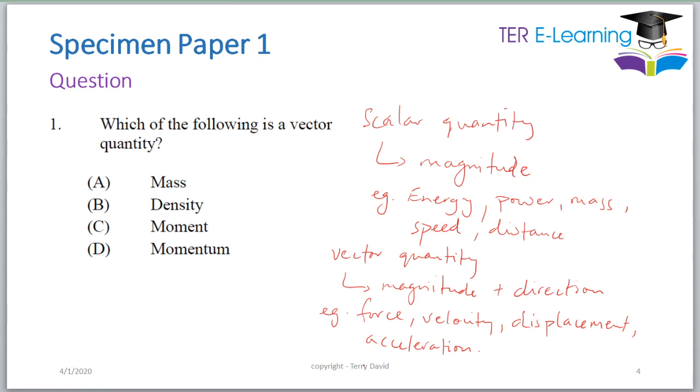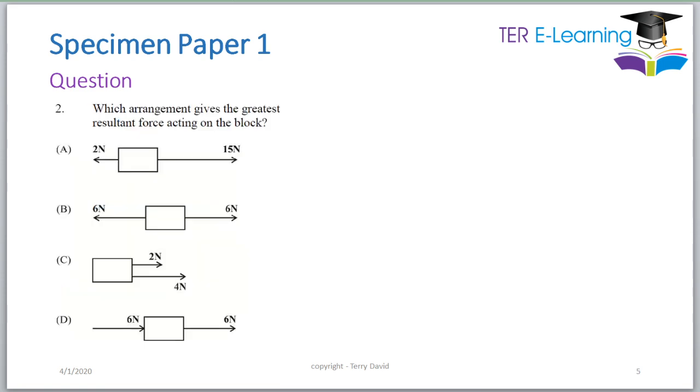Mass is a scalar quantity, like I said, so mass is not the answer. Density is also a scalar quantity, so that's not the answer. Moment is a quantity, yes, but it's not a vector quantity. Momentum is a vector quantity. If you recall, the formula is mass by velocity, and direction is very important when we are dealing with momentum. Now let's look at the second question.